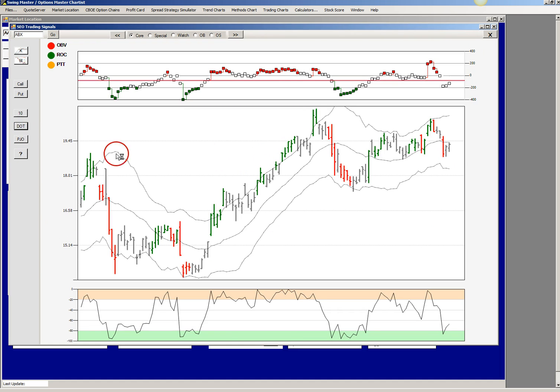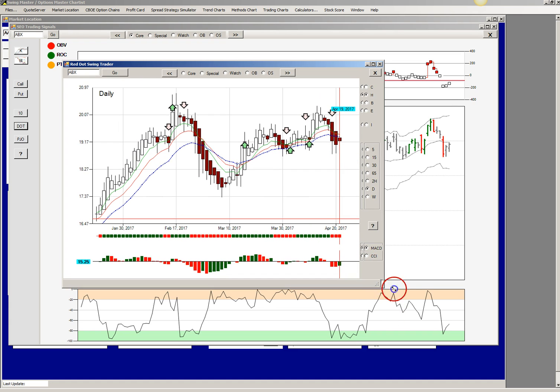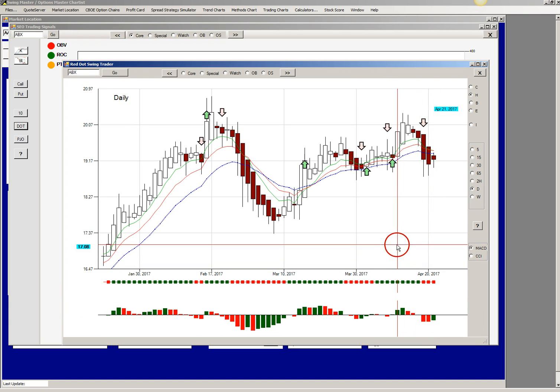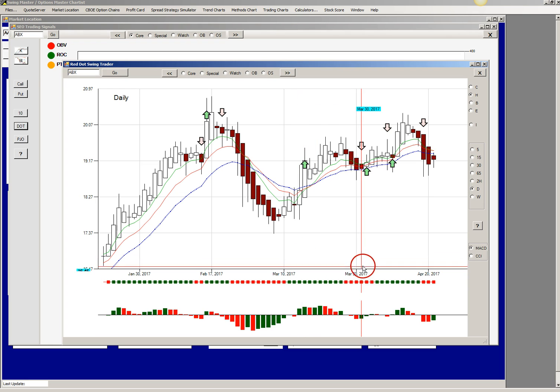Now the other chart we can get to from the SEO swing trading signals is the red dot chart, and we call this the red dot chart because of this line of dots here. What these dots represent is the direction of the Hull moving average. When it's green, it's moving up, and when it's red, it's moving down. And the Hull moving average is the most responsive moving average that we've seen, and it usually proves fairly reliable.